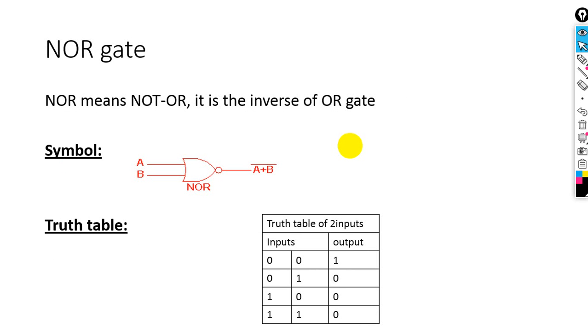So the NOR gate means we can say this is NOT OR. It is the inverse of the OR gate.